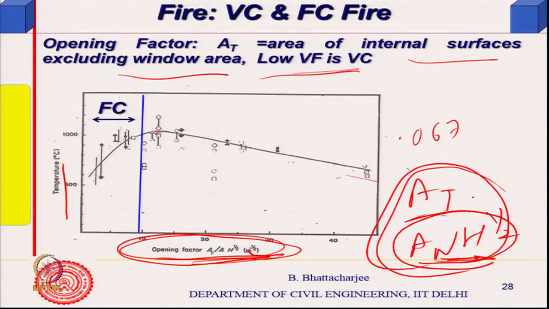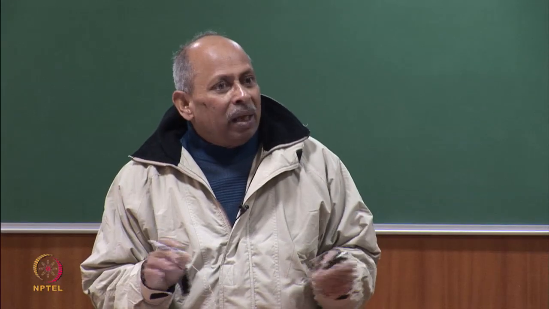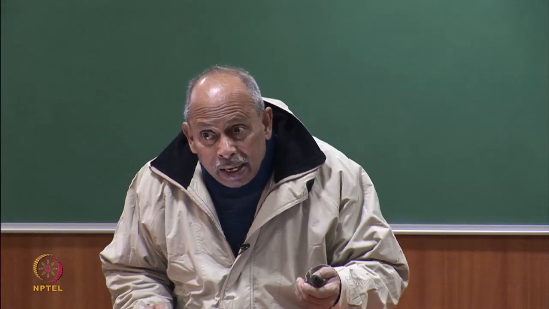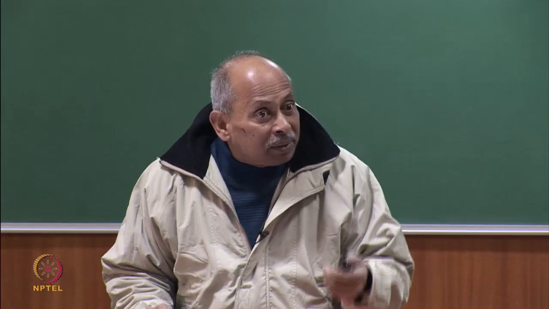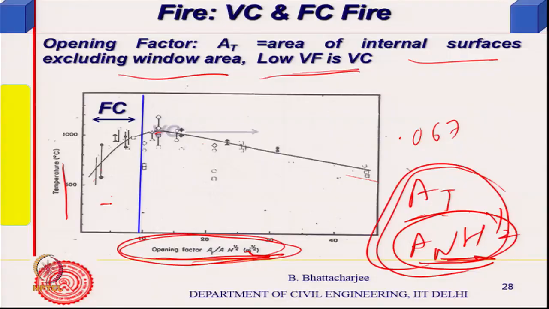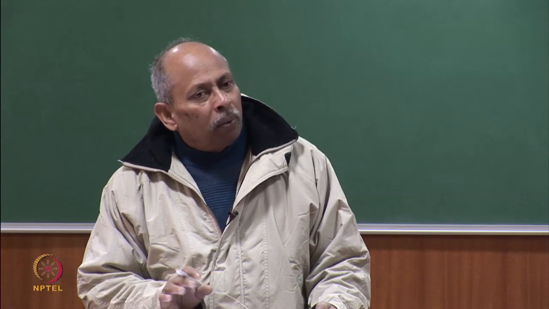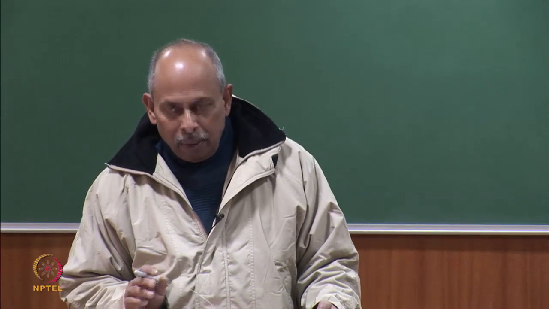A_T is the total internal surface area. So, the ventilation area is small compared to the total surface area, that means less ventilation area, less oxygen flow. That is why this is fuel control, and beyond this is actually ventilation control. So, this was from experimental compartment fire work, and the 0.235 values come from those kinds of scenarios only.